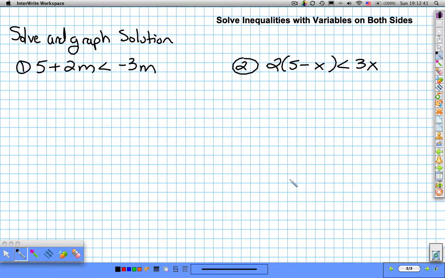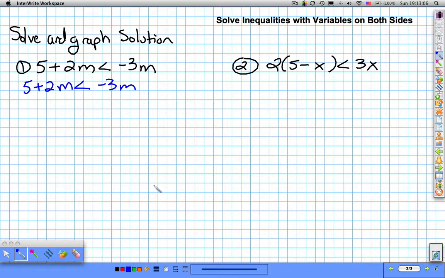For this lesson, I will be demonstrating how we can solve inequalities with variables on both sides. As in the previous videos that have to do with inequalities, which I've illustrated thus far, we can treat these as equations in our mind. The only thing we have to worry about is if we happen to divide or multiply by negative numbers. So let's look at the first problem. This says 5 plus 2m is less than negative 3m.